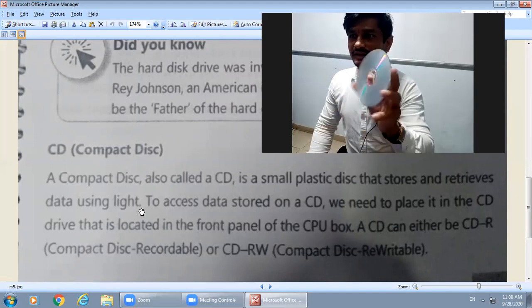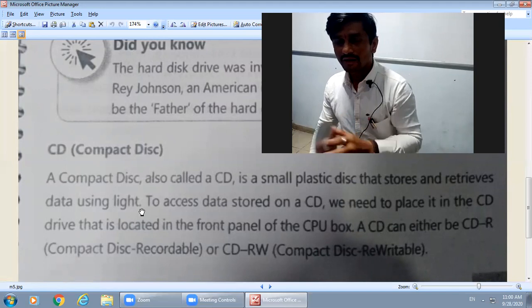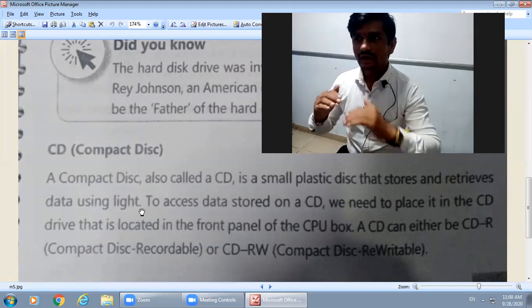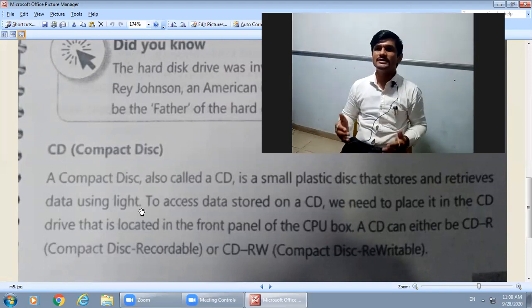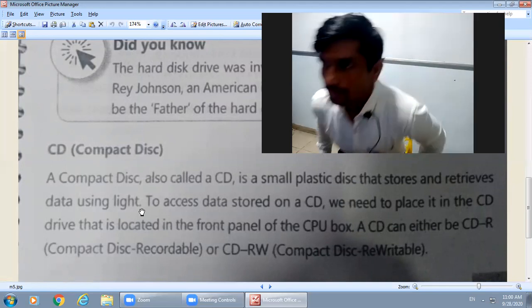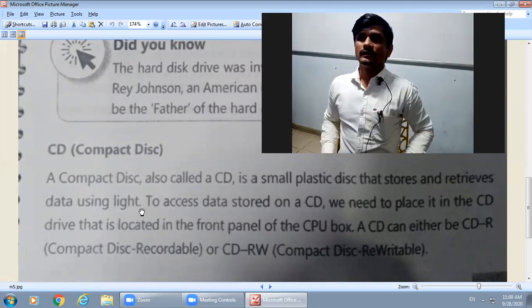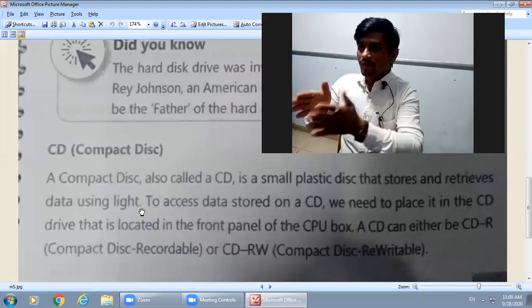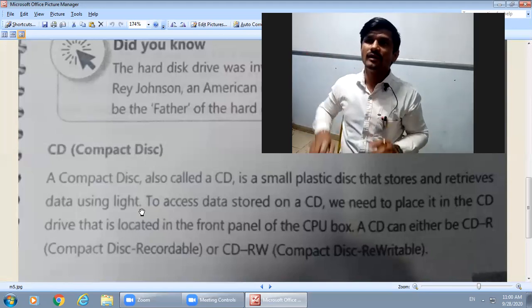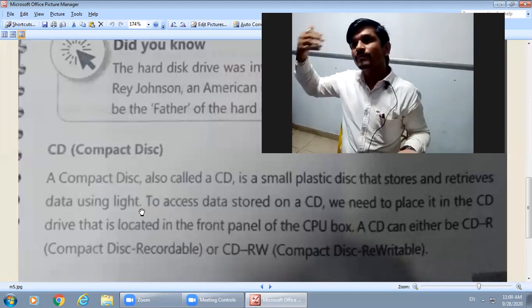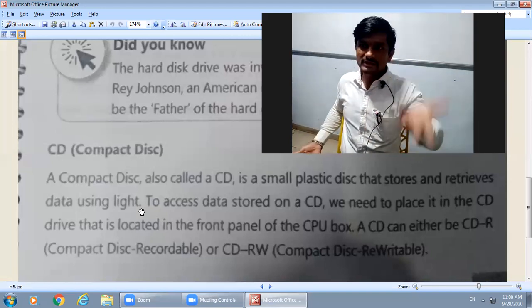A CD can either be a CD-R. CD-R means compact disc recordable, which means we can record some data, we can store data in that CD. That is also one kind of CD. And CD-RW. CD-RW means compact disc rewritable, which means we can copy data into the CD, copy data from the CD, and again paste data into that CD.